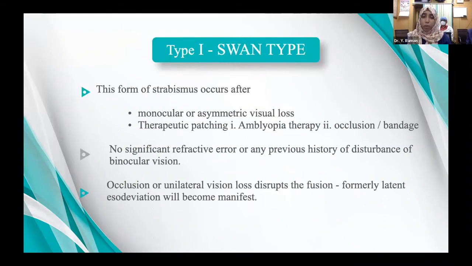Now coming to the first, type 1, the Swan type, this form of strabismus occurs basically after monocular occlusion or after monocular or asymmetric visual loss. Monocular occlusion means usually after prolonged occlusion for amblyopia therapy or following major or minor surgical intervention. So it appears that this monocular occlusion or the visual loss has resulted in the disruption of the fusion, following which the latent deviation has become manifest.